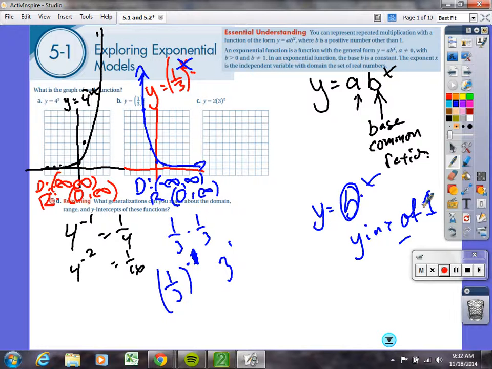Okay. Does it have any x-intercepts? Because we can't be 0, right? Once again, does that make sense to you guys?